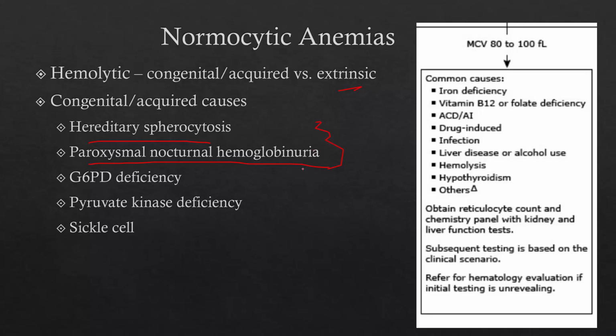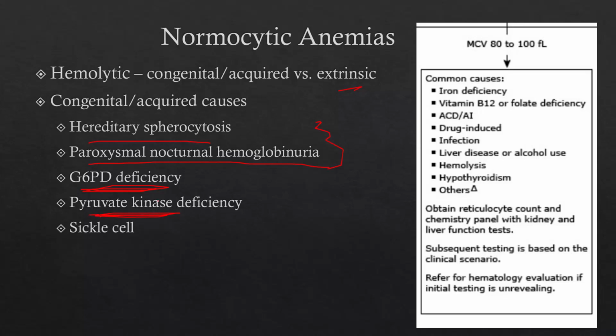I'm not going to go into those in depth, but essentially what you need to know about these is they have to do with defects in the membrane of the RBCs, okay? And that causes anemia, okay? G6PD is pretty common, okay? G6PD will cause a normocytic anemia. Pyruvate kinase deficiency will cause a normocytic anemia.